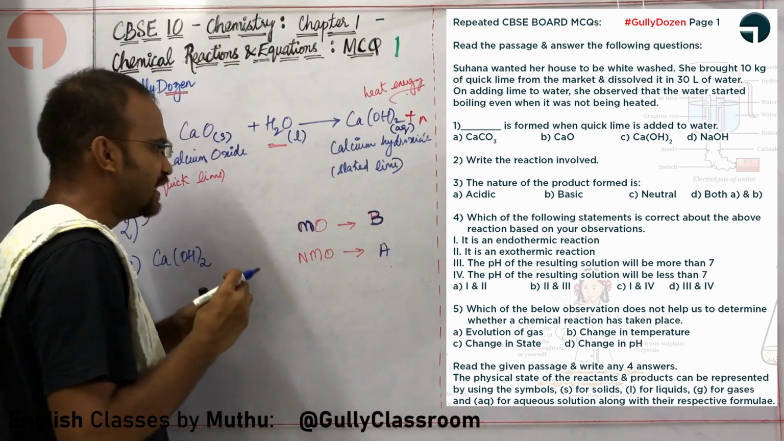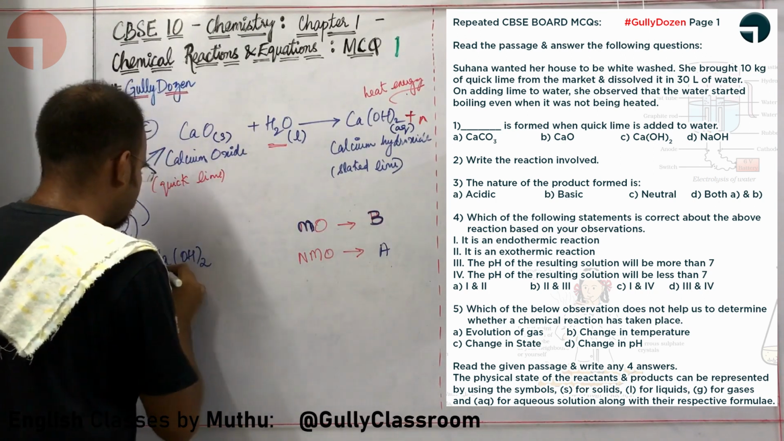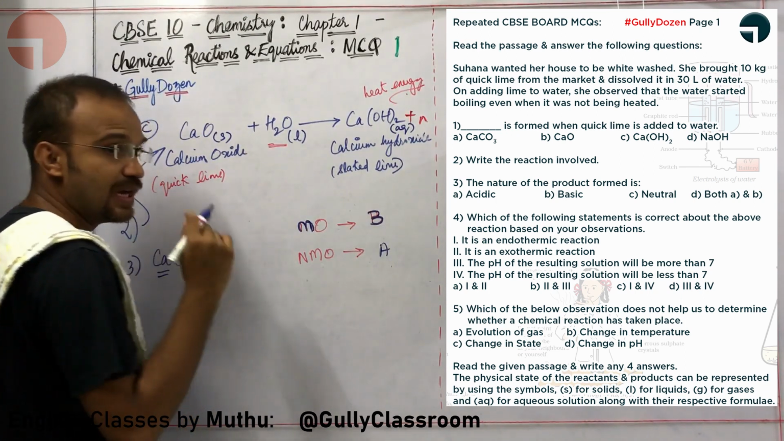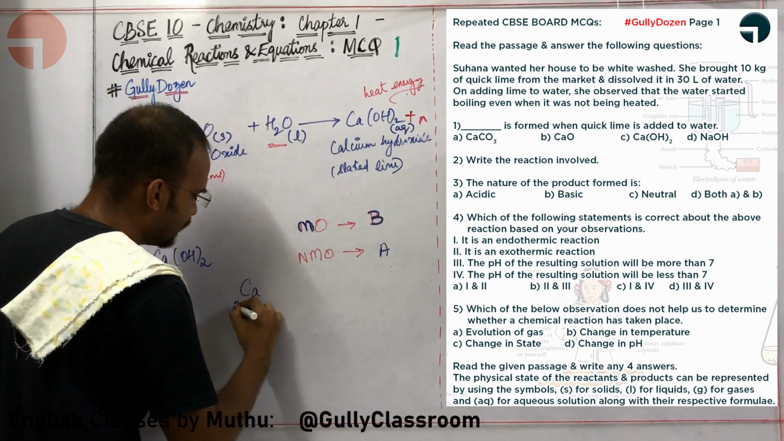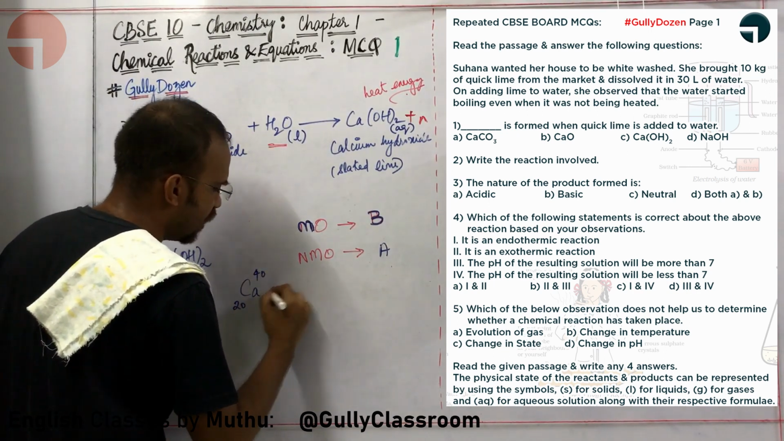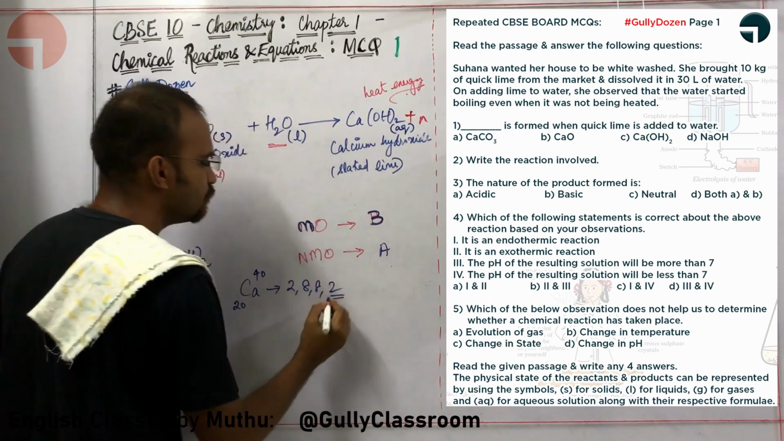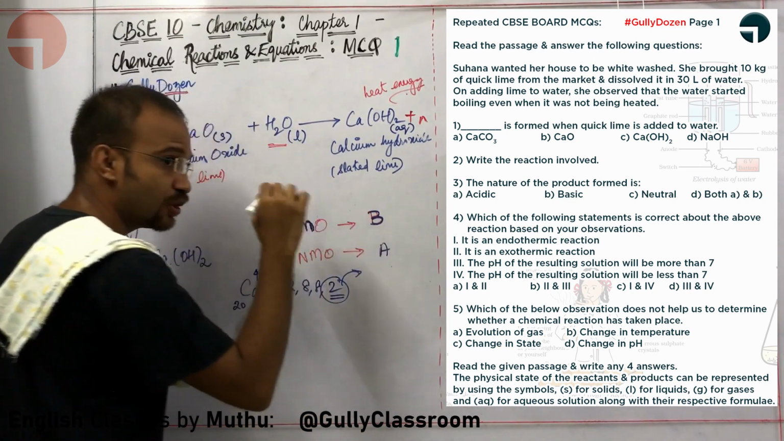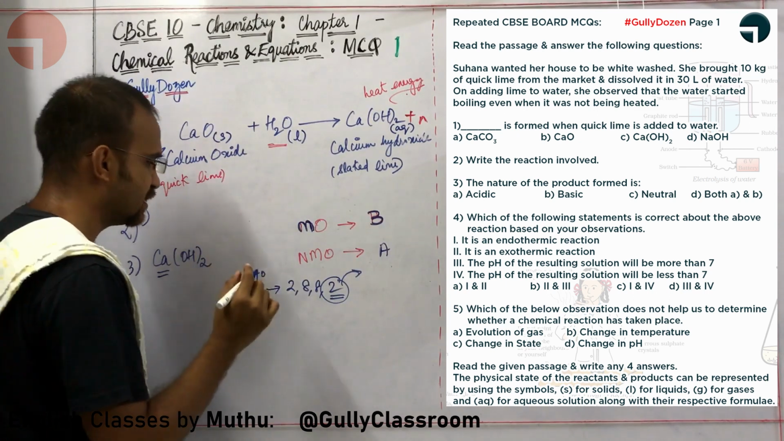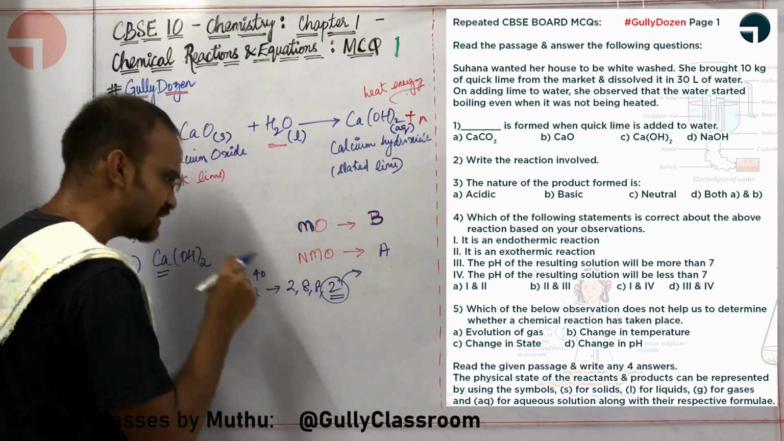If you want an even deeper explanation, look here. What is calcium? The atomic number of calcium is 20. The mass number is 40. The electronic configuration is 2, 8, 8, 2. Calcium loses these 2 electrons in order to gain what configuration? Argon configuration. Am I getting this right? Yes.